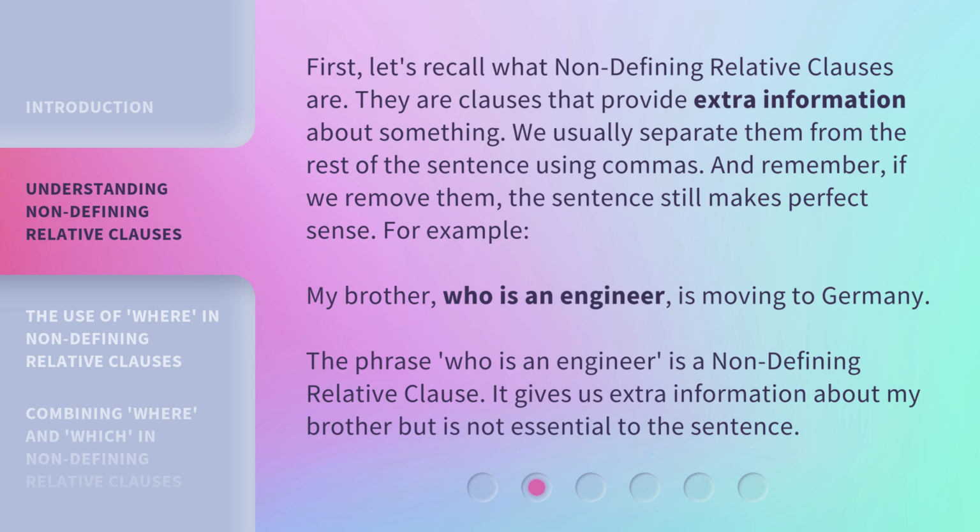For example, my brother, who is an engineer, is moving to Germany. The phrase, who is an engineer, is a non-defining relative clause. It gives us extra information about my brother but is not essential to the sentence.